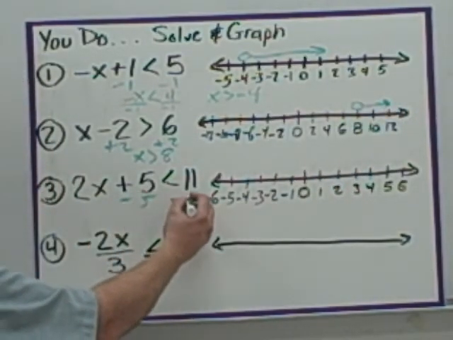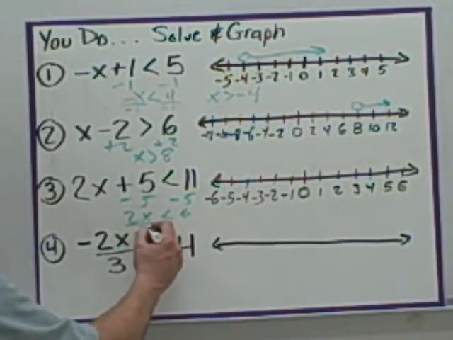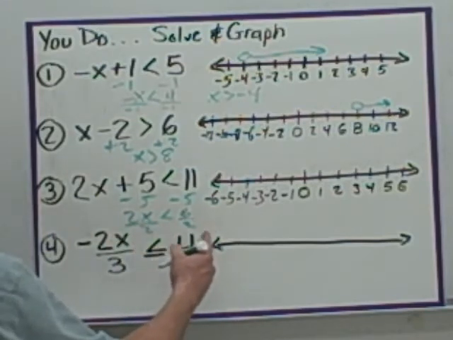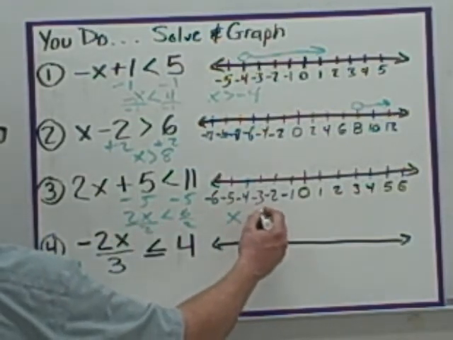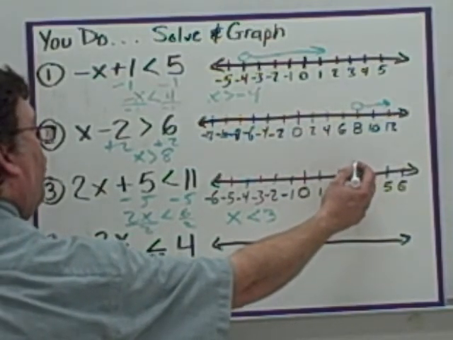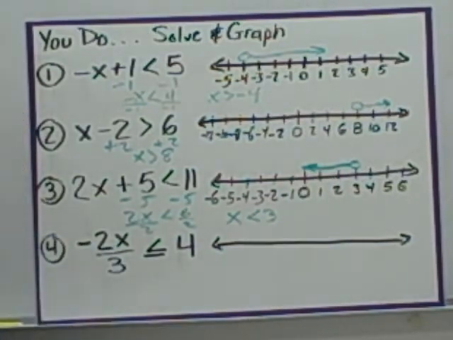Subtract 5 first here. You get 2x is less than 6. Divide by 2. That's dividing by a positive, so I don't have to change it. I get x is less than 3. Here's 3. Open circle because of the less than, to the left because it is less than, left.